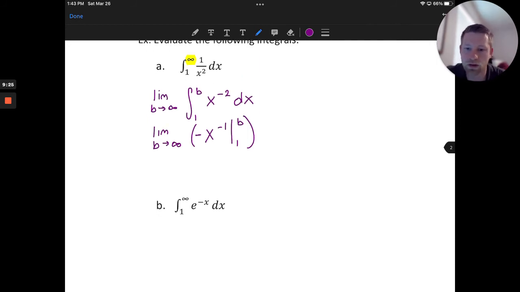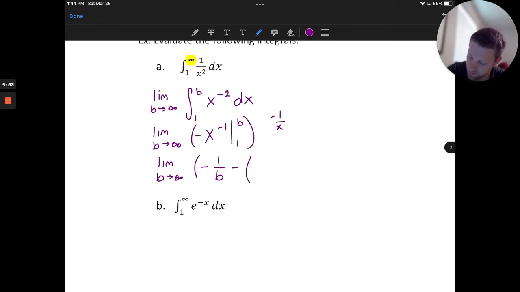Again, let's rewrite our limit statement, and then we'll evaluate our expression. So we have the limit as b goes to infinity. Here we have negative, and really x to the negative 1 is 1 over x. So that's the function we're working with, negative 1 over x. And we'd like to evaluate that at b and at 1. So we can say that's negative 1 over b minus negative 1 over 1. We can end that parenthesis there. And let's continue with this a little bit more.